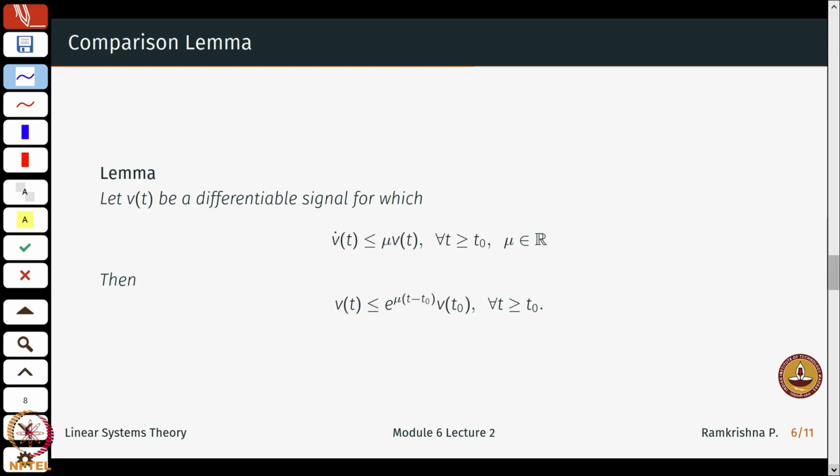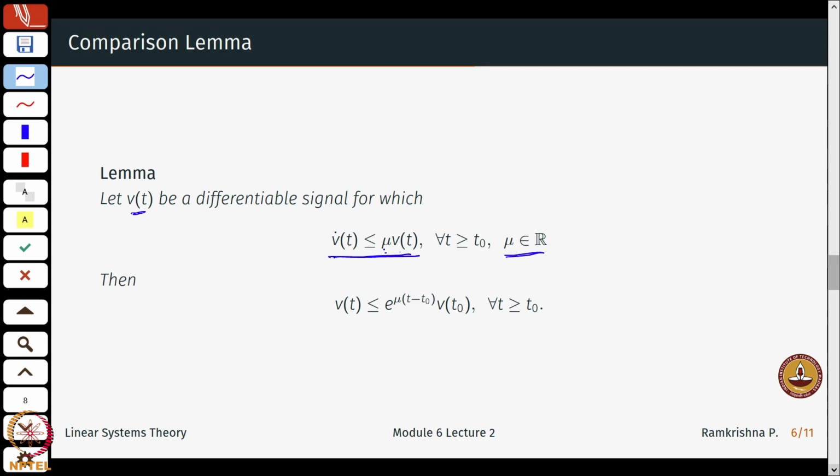Okay. Now another result that we will use later in the proofs is the following, and I will do the proof of the comparison lemma in a supplementary lecture after I finish the main lectures in this week 6. So start with a differentiable function V of t, a differentiable signal for which I have some kind of a differential equation involving V, that V dot of t is less than or equal to mu times V of t, for all times t greater than t 0, and mu being some scalar quantity.